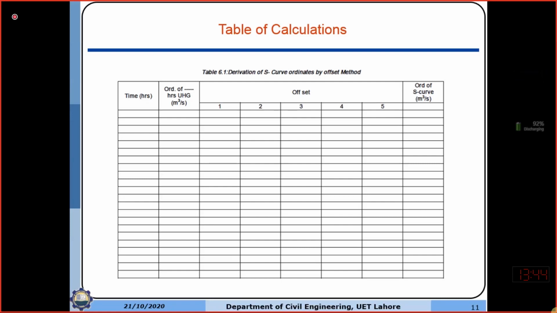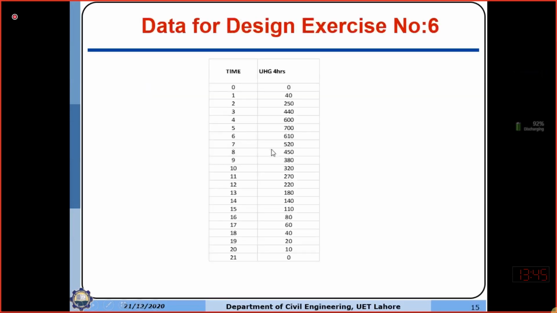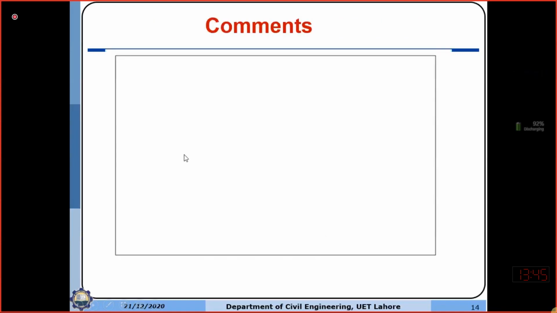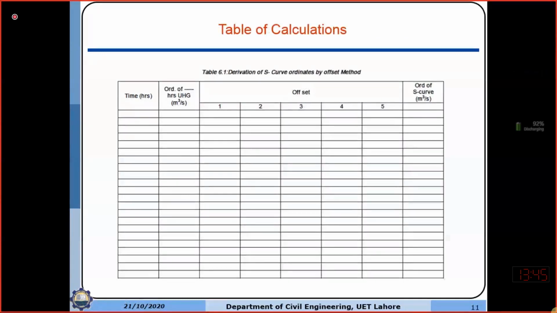Anyhow, coming to the first table, the derivation of the S curve ordinate by the offset method. If you look at the data given to you, you are given 21 hours. This is the time base of the unit hydrograph. The given duration of the unit hydrograph is 4 hours. So how many minimum offsets are to be taken? That is 21 divided by 4, so at least 5 offsets are to be taken in this case.